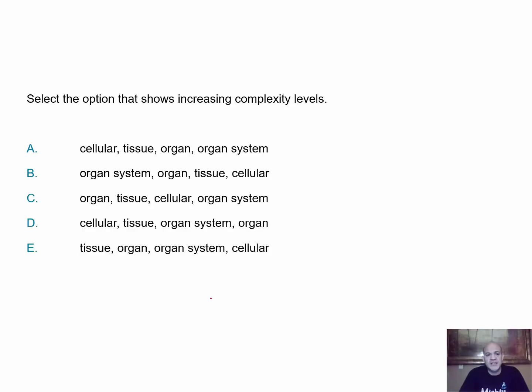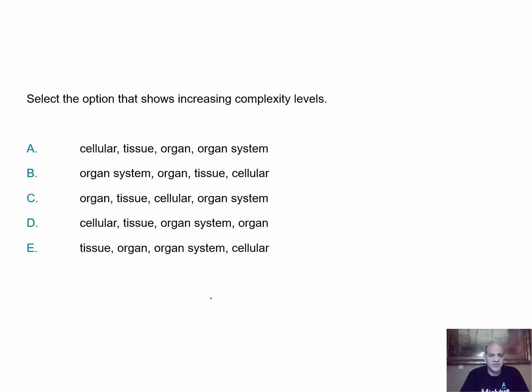The first question is to select the option that shows increasing complexity of levels. In this one, you want to look at the lowest or simplest level, and then what is the highest level of complexity. So you want to look at those choices and pick the one that goes from the smallest, lowest level to the higher, more complex level.